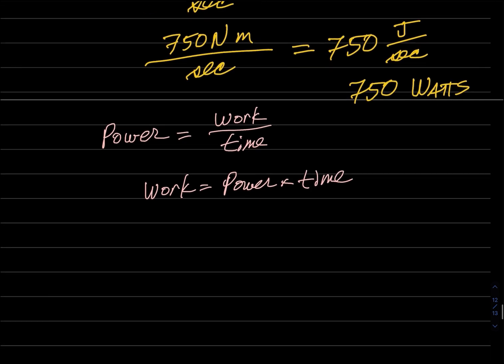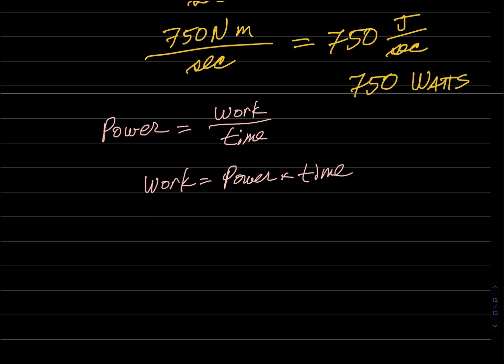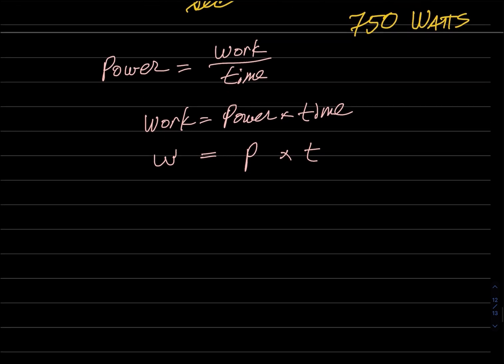So if some process, some machine, some windmill, some engine is putting out P power for a certain amount of time, we can compute how much work it has done. So if a generator is putting out 100 watts and it runs for an hour, the generator applied 360,000 joules of work to whatever was the recipient of that power.